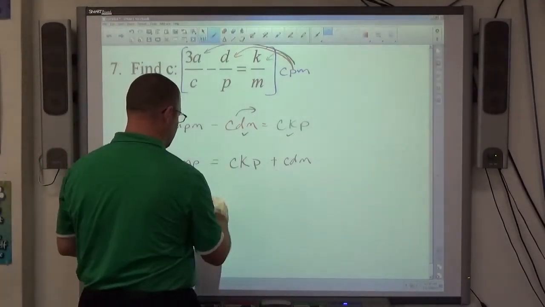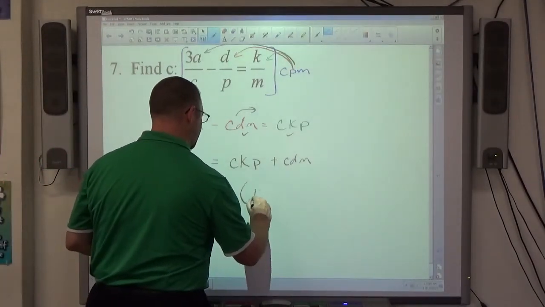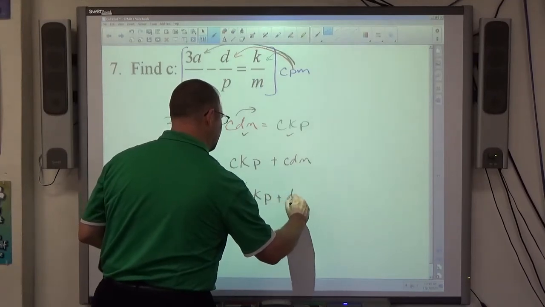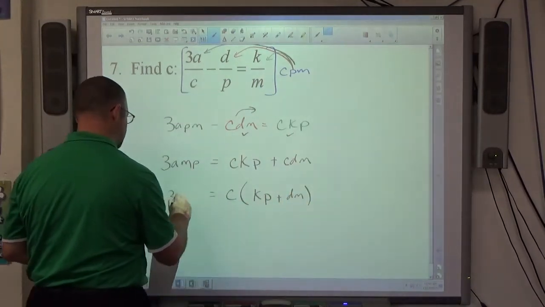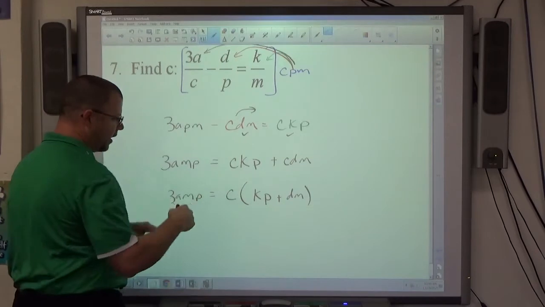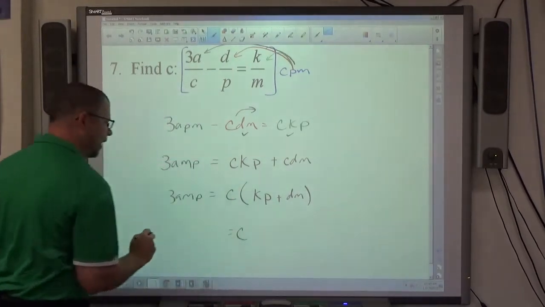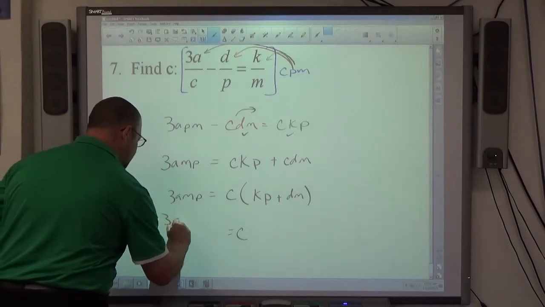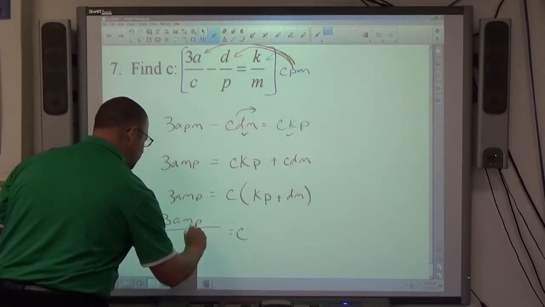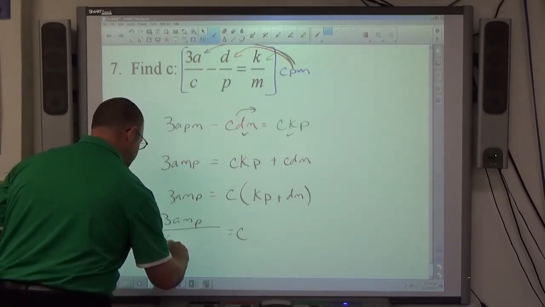We're trying to find C. C belongs to both these guys, so take a C out. KP plus DM is left over. And again, final step, we're going to divide by that stuff. So C all by itself on the right-hand side equals the left-hand side over the stuff we're dividing by.